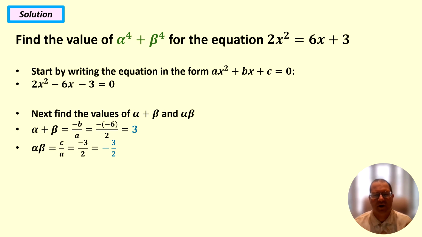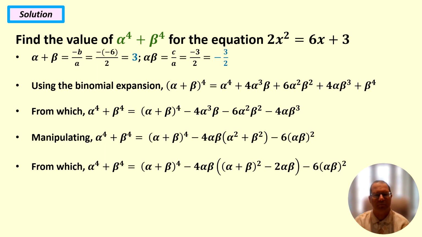And to do that, we start by writing the equation in the form ax squared plus bx plus c is 0 by subtracting 6x and 3 to get 2x squared minus 6x minus 3 is 0. Then alpha plus beta is given by negative b over a, which is the negative of negative 6 over 2, or 3, and alpha beta is c over a, which is just negative 3 over 2.